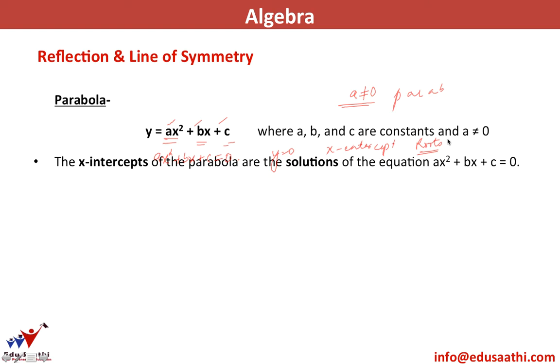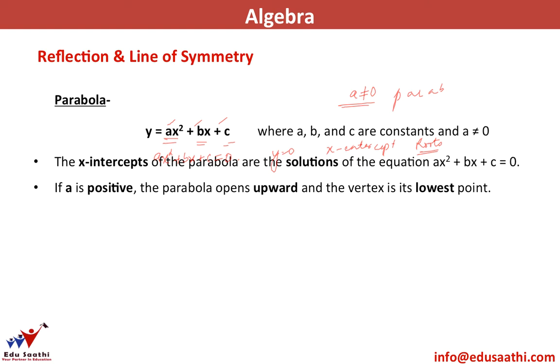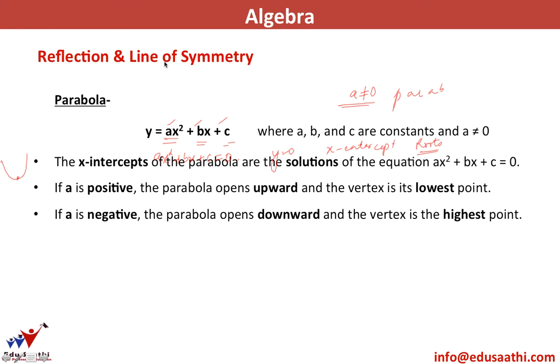We have done this when we were doing the concept of quadratic equations. The x-intercepts of the parabola are the solutions to the equation ax squared plus bx plus c is equal to 0. If a is positive, the parabola opens upward and the vertex is the lowest point. So the graph would look something like this. The vertex is the lowest point. If a is negative, then the parabola opens downwards, and again the vertex here becomes the highest point.